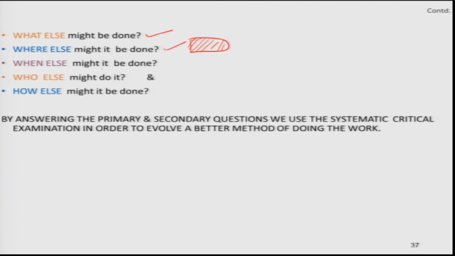When else might it be done? Who else might do it? Suppose you have one skilled person for chart preparation, and he is on leave. So, who is the other person who is capable of doing this? You will have to keep a backup for that. Okay. How else might it be done? By examining the primary and secondary questions, we use systematic critical examination in order to evolve a better method of doing that work. So, critical examination is always necessary for designing a work system.